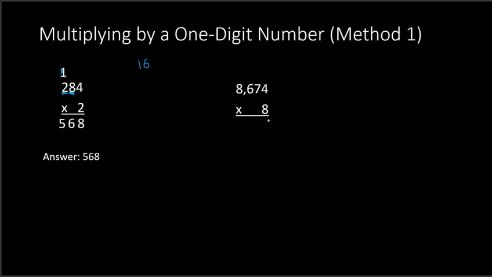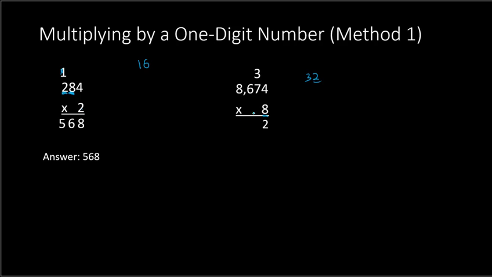So what we do is we take this 8 down here, we multiply it by the 4, the 7, the 6, and the 8. So 8 times 4 is 32. So we take the 2 from 32, put it down here, and the 3 we carry up above the 7.